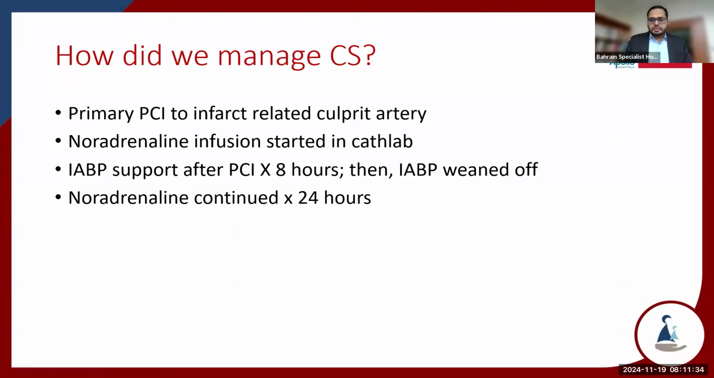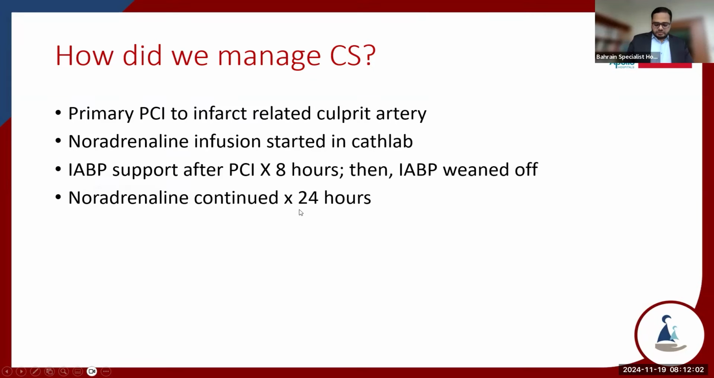So how did we manage the cardiogenic shock in this patient? We did the primary PCI to the infarct-related culprit artery. The other 2 arteries were not addressed at this time. He was brought back later for the angioplasty of the non-culprit vessels. Noradrenaline infusion was started in the cath lab itself, and after the PCI was done, we put in the IABP. It was required for about 8 hours, and then the pressure started improving, and we were able to wean off the IABP.